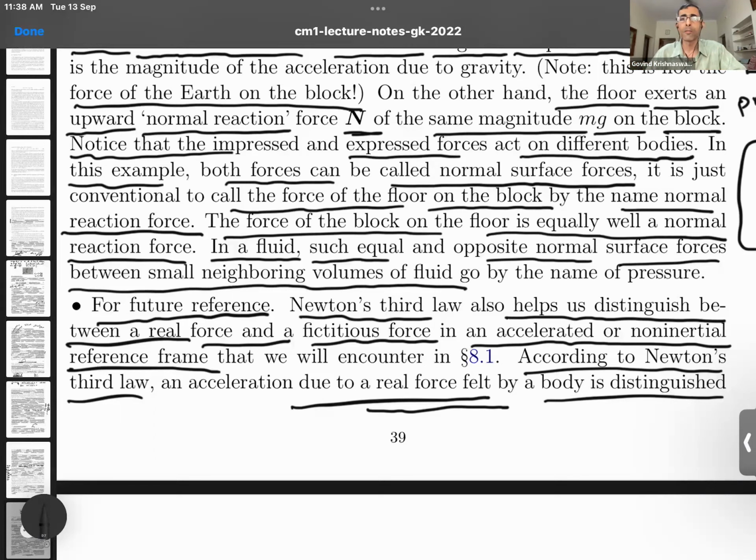Try to analyze the forces present on a body in a car that is accelerating or something like that, and try to analyze whether you can pair up all the forces in equal and opposite pairs, and whether this is truly possible when you include even the fictitious force. One has to think about that a little bit carefully.